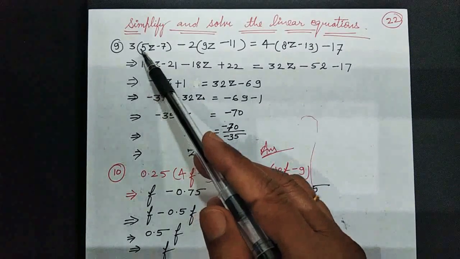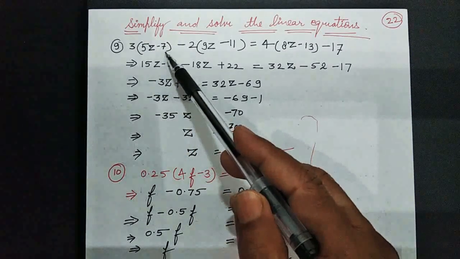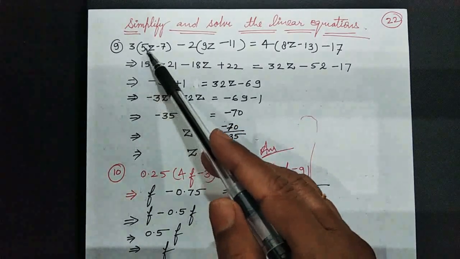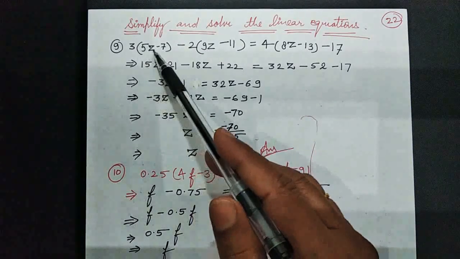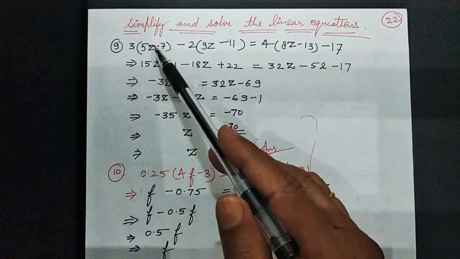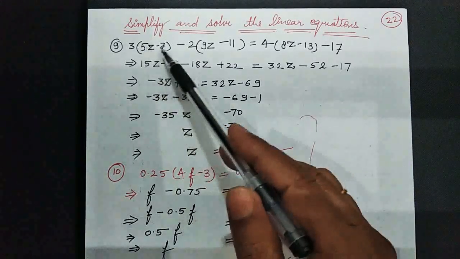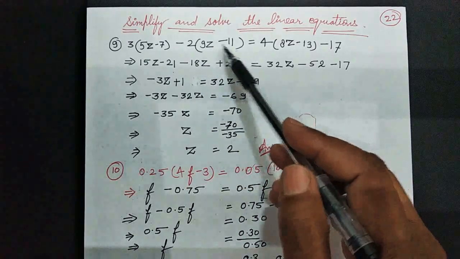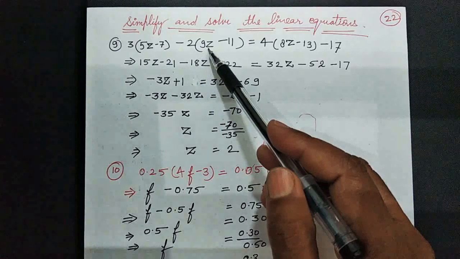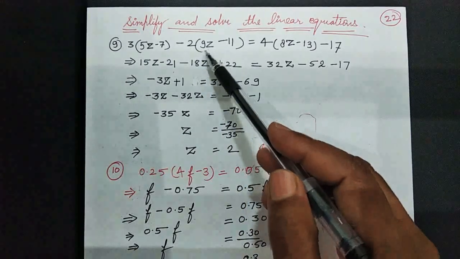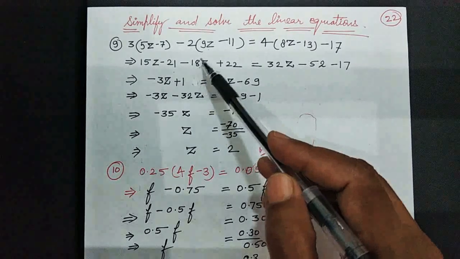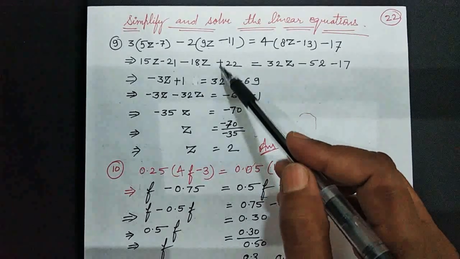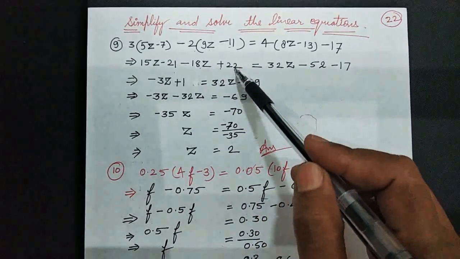Here 3 is in multiplication with 5z minus 7. First we will multiply this 3 with 5z minus 7. 3 into 5z, 3 fives are 15z, and here plus and minus, 3 sevens are 21. And here minus 2 into 9z minus 11. First we will multiply this minus 2 with 9z. Minus 2 into 9z, what? Minus 18z. And now we will multiply minus 2 and minus 11. Then minus will be plus, and 2 into 11, 22.